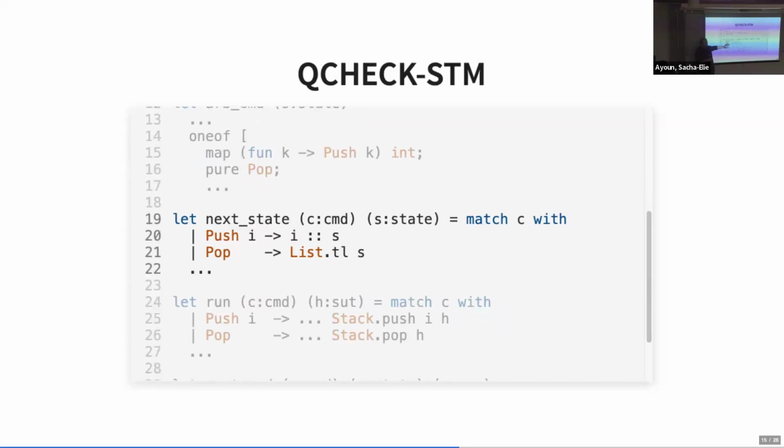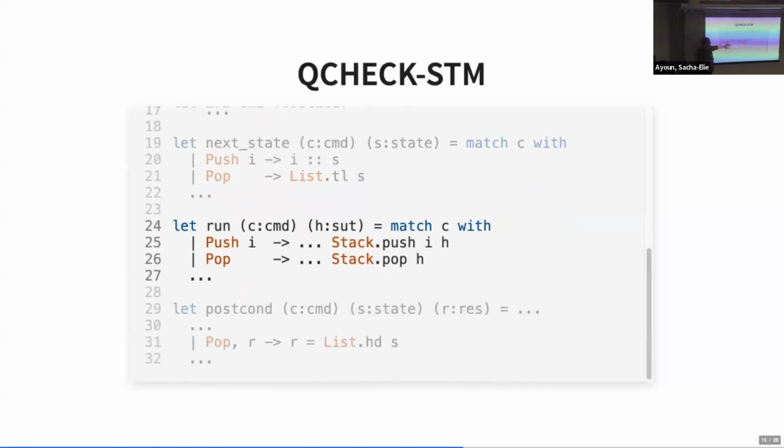I have to define how a command works on my immutable model. So if I push, for example, I just put this on top of the list. If I pop, well, then whatever is left is just the tail of that list, right? Here we already see that this doesn't always work like this, because what happens if there's an exception here? So this is why I don't show you the pop example, because it's a bit more involved.